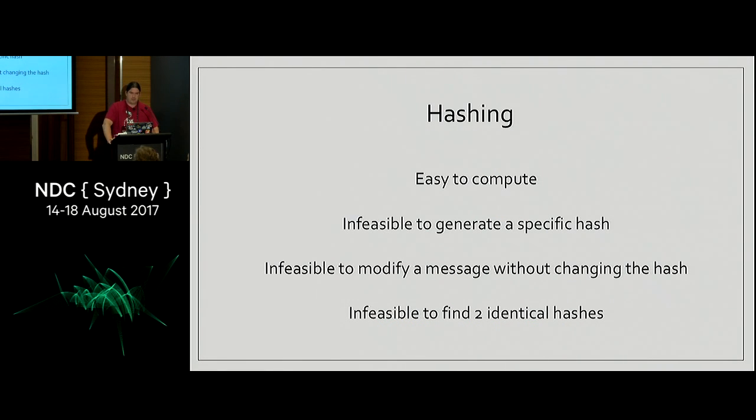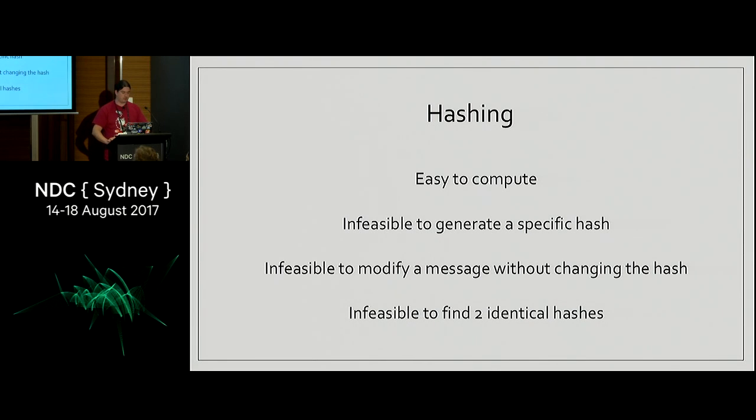Now, there are a few properties of hashing that are important. The first one is it should be easy to compute. Generating a hash of a piece of data should be easy. But it should be infeasible to generate a specific hash. You shouldn't be able to say, for this given hash code, what's the data I need to generate that hash? You shouldn't be able to do that.